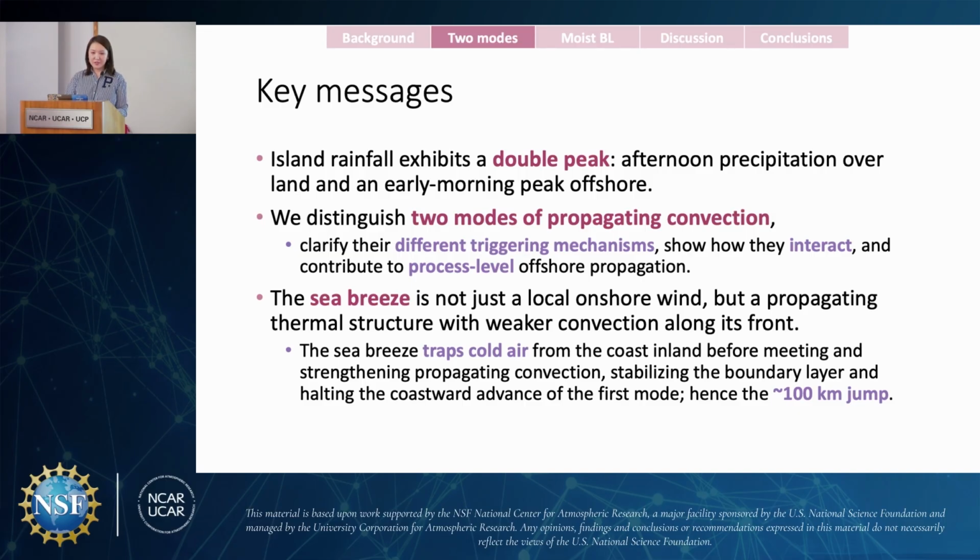And here the important part is also about the sea breeze, because the sea breeze is not just the local onshore wind, but a propagating thermal structure with weaker convection along its front. It traps the cold air from the coast inland before meeting and strengthening the propagating convection, stabilizing the boundary layer and halting the coastward advance of the first mode, hence a long jump of about 100 kilometers.